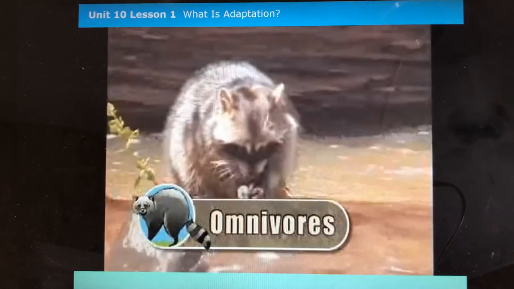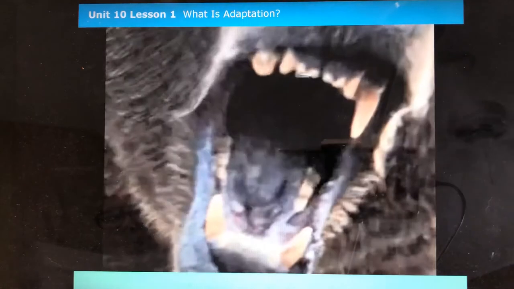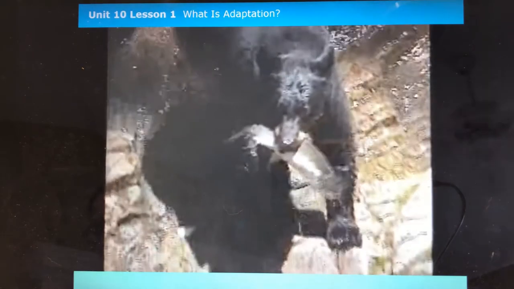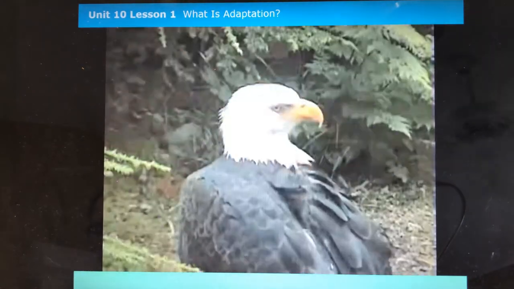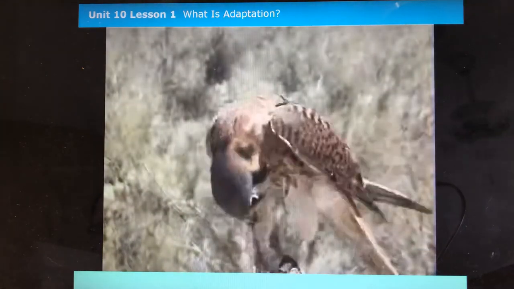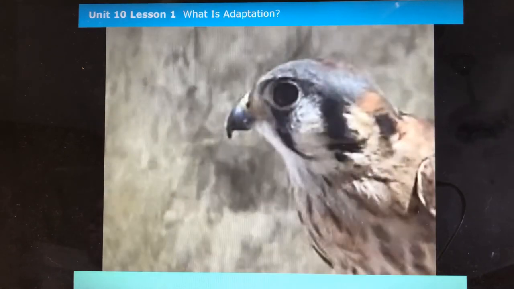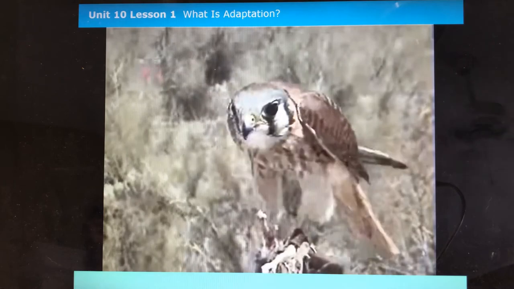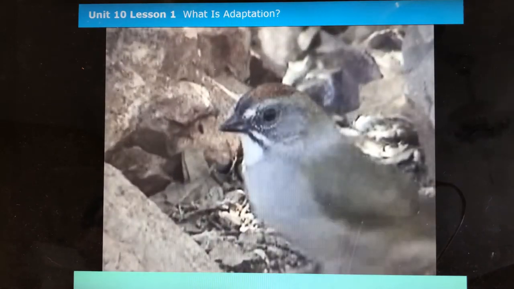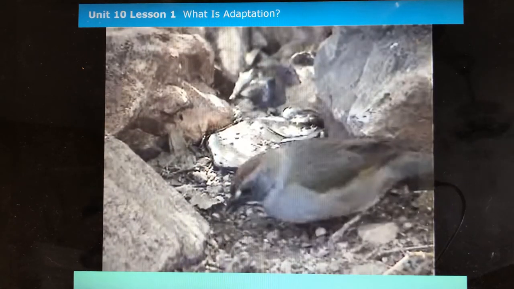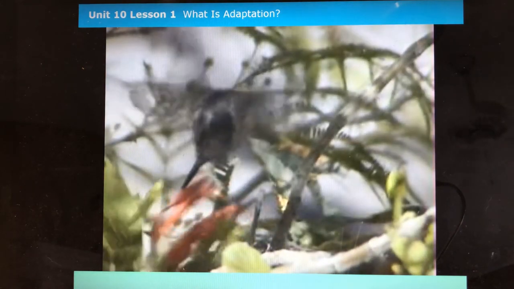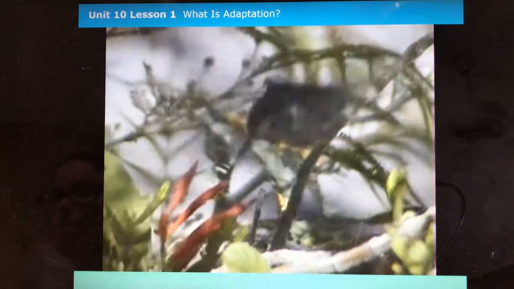Omnivores are animals that eat both plants and animals. They have incisors, molars, and canines. Examples of omnivores would be bears, raccoons, and humans. Another physical adaptation that an animal has for eating is a beak. Raptors, or meat-eating birds, have sharp curved beaks for grabbing and tearing flesh. Vultures and eagles are considered raptors. The seed-eating birds have strong cone-shaped beaks that are used to crush seeds and nuts. Nectar-eating birds, like this hummingbird, have long pointed beaks that help them reach the nectar deep inside the flowers.